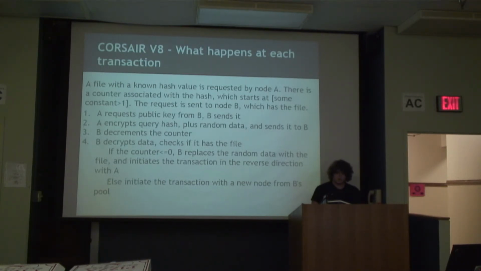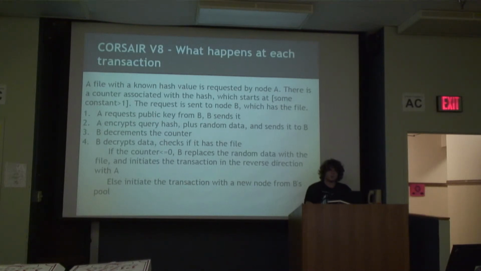If not, it initiates the same transaction again with another adjacent node to B. So in a small network, this is not too bad. It will result in a lot of transactions, but that's okay. In fact, that improves the anonymous aspect of it, since it makes it harder to tell where it's originating and where it's going to.